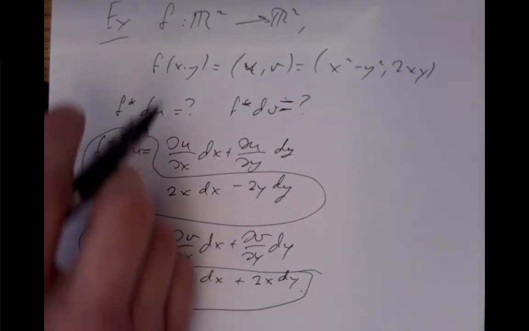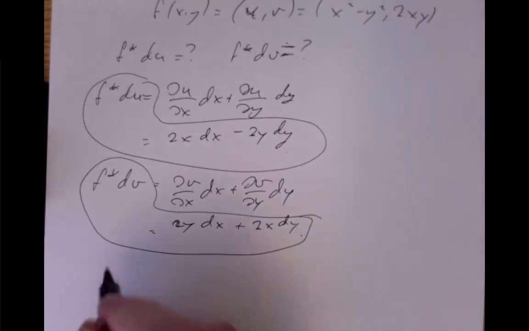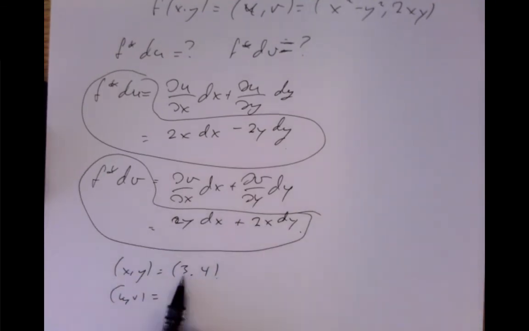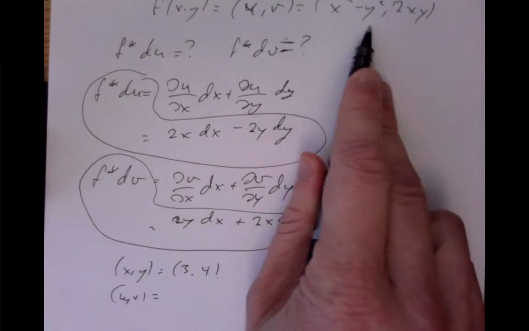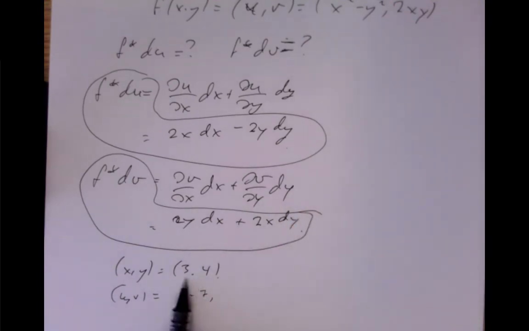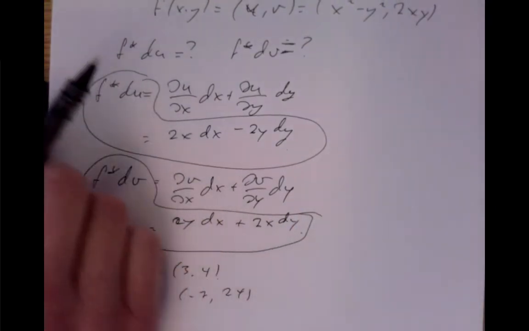So if we want to make it even more concrete, we could say if we pick particular values, say x and y are 3 and 4, then the corresponding u and v are, u is what, 3 squared is 9 minus 4 squared is 16, so what was that, minus 7, I guess. And then v is 2xy, x times y is 12, 2 times that is 24, something like that. Hope I'm getting the arithmetic right.